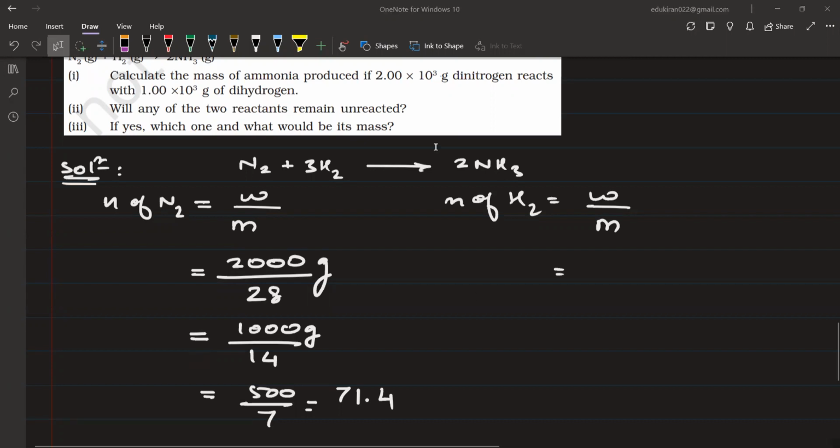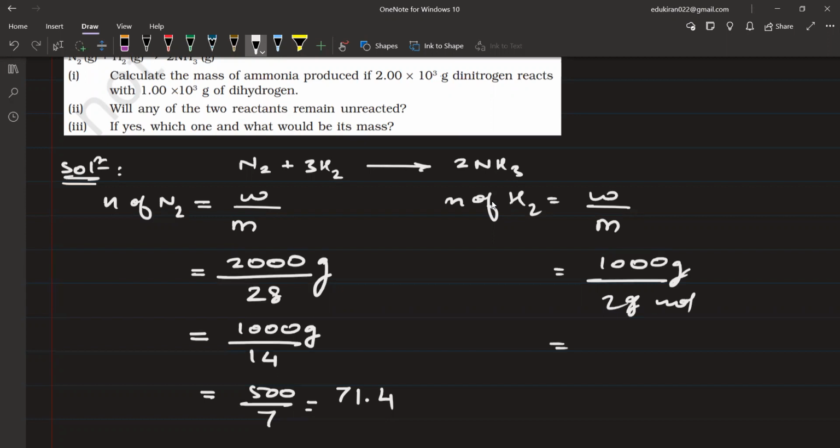What was the difficulty in this? Iram, tell me, how many minutes should this take? Iram, tell me for this one. Turn your mic on, Iram. Yes, it is 1000 gram upon 2. 1000 grams divided by 2 grams per mole. Grams cancel out. 500 moles.